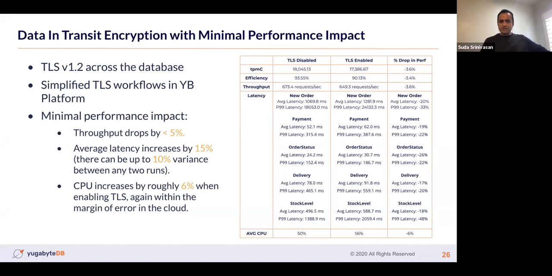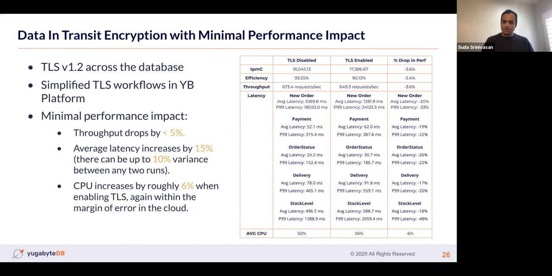What we found was that by enabling TLS, your performance impact, so throughput drops by less than 5% versus if you're not turned on TLS. And the average latency increases by 15%, but there is a 10% variance anyway. So it's kind of within the margin of error when it comes to doing cloud runs of TPCC, right? So he'd actually had a multi-zone deployment, I think, and was able to show that the average latency is also within the margin of error, within 5% drop in performance. Similarly, CPU utilization, again, is within the margin of error. So you're basically saying performance impact is minimal when you enable TLS.